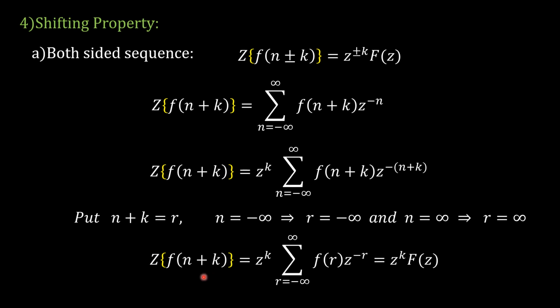So this is the left shifting property. In the same way, we will get the right shifting property, that is Z transform of f of n minus k is equal to z raised to minus k F of z.